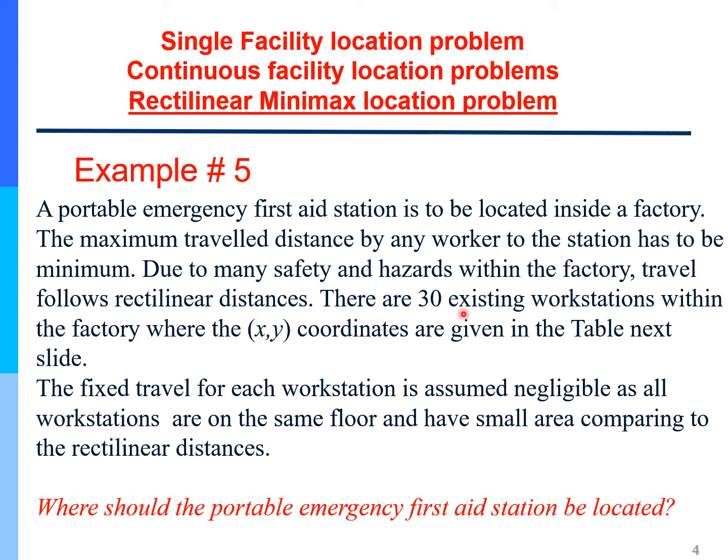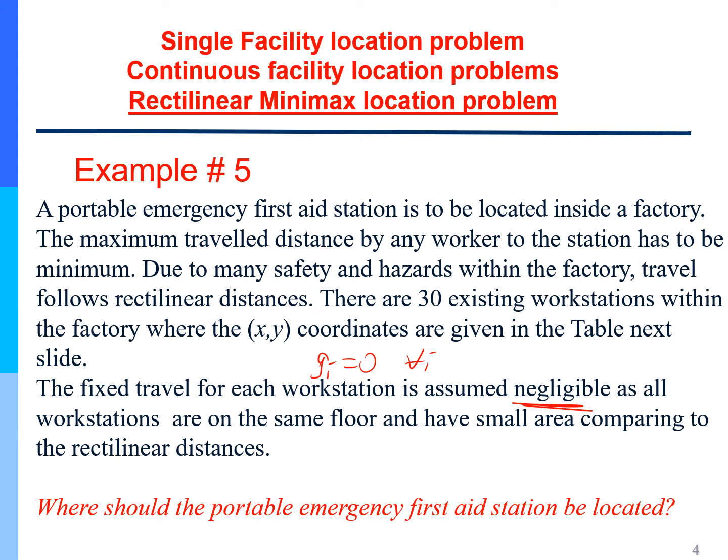It says that there are 30 existing workstations within the factory where the XY coordinates are given in the table in the next slide. The fixed travel for each workstation is assumed to be negligible. So from this statement, we understand that gi is equal to 0 for all i. There is no such fixed travel. The workstations are on the same floor and have small area compared to rectilinear distances. And the question is, where should the portable emergency first aid station be located? This is the min-max rectilinear distance continuous facility location problem.